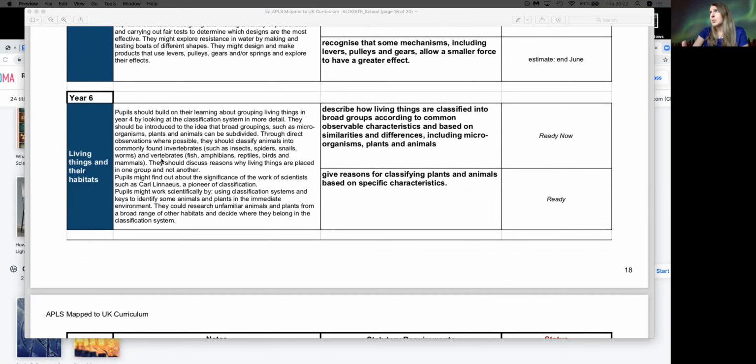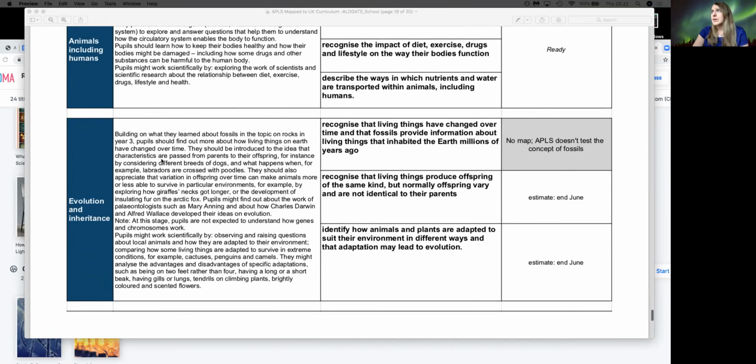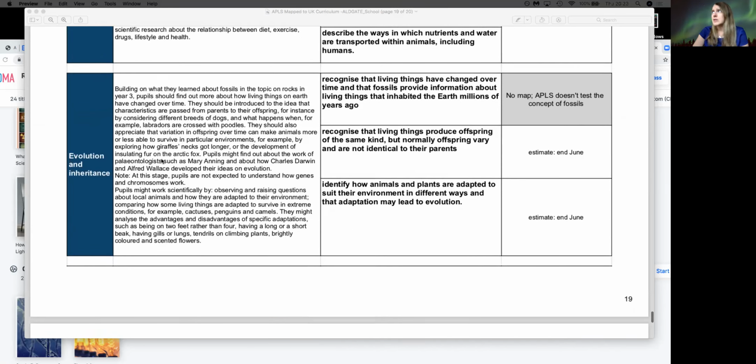So it's really important, obviously, with living things and their habitats, that students really understand how things are grouped and the classification and so on, and how those living things are classed into broad groups in common observable characteristics and similarities, as well as plants and animals and living things. And furthermore, we then looked at how this could be mapped in terms of the evolution and inheritance topics. And this is what I'm going to look at now with you.